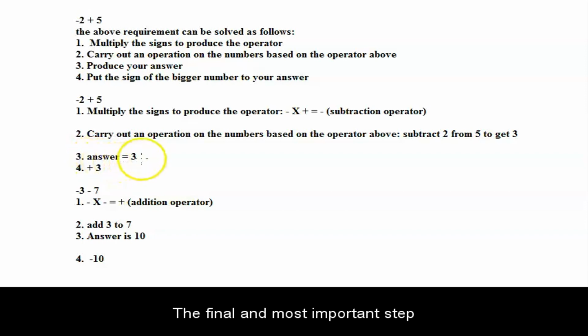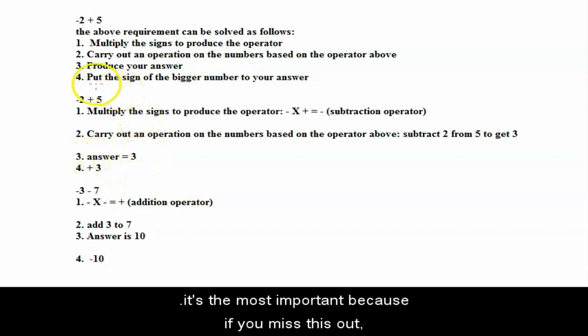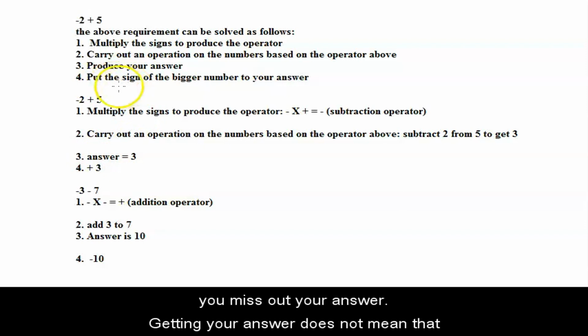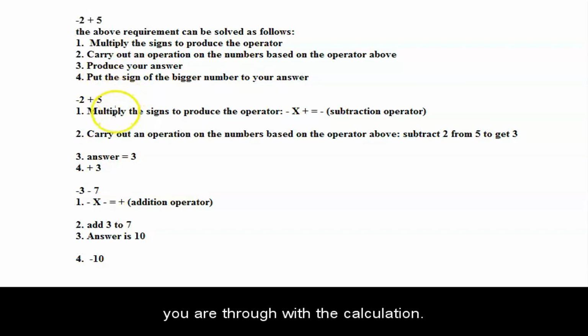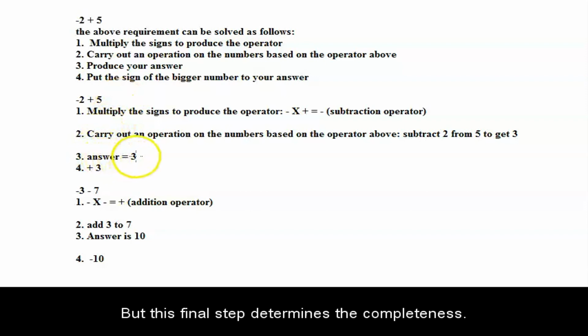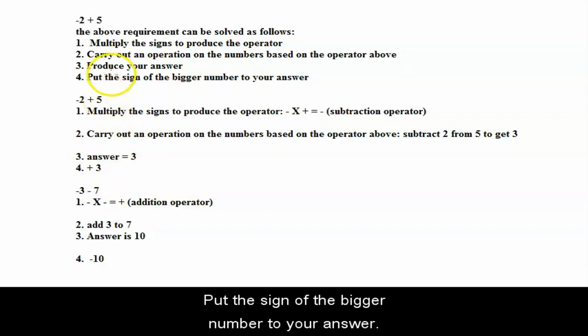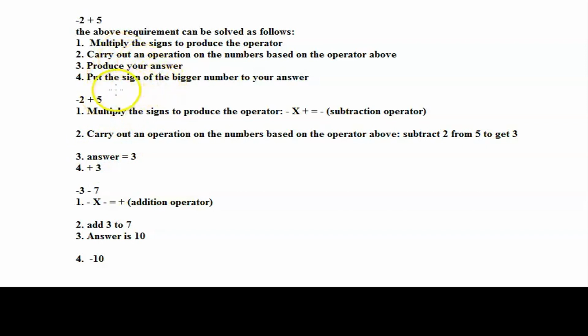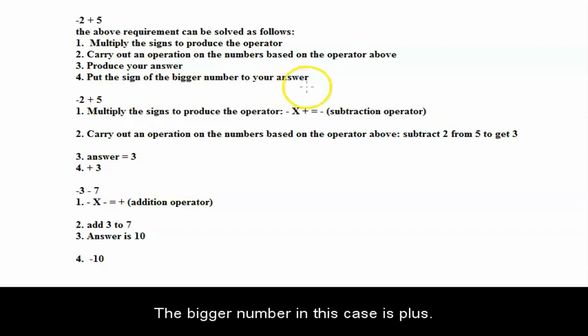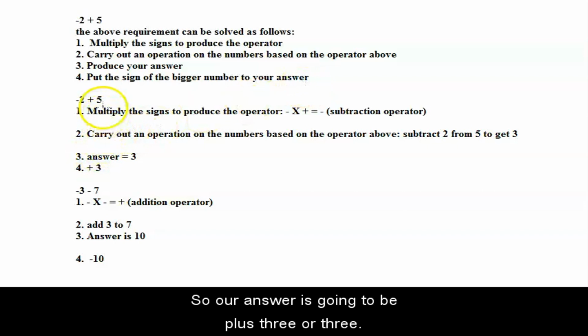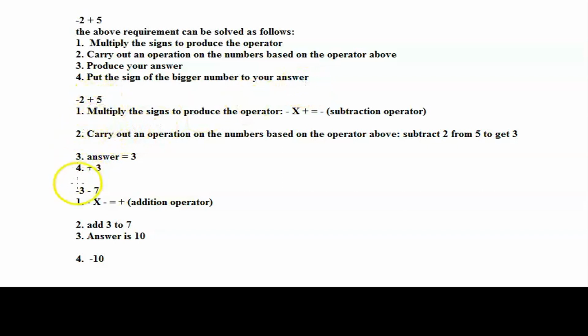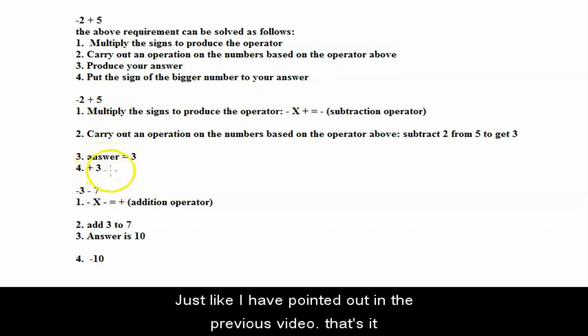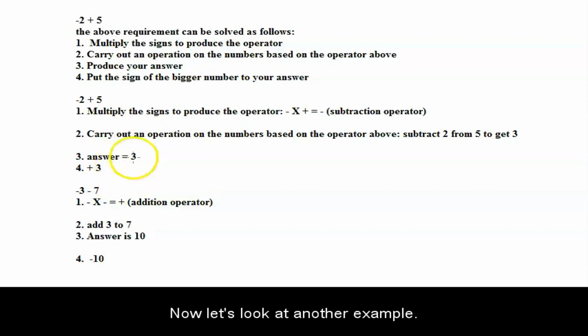So the final step is the most important, because if you miss this out, you miss out your answer. Getting your answer does not mean that you are through with the calculation, but this final step determines the completeness. Put the sign of the bigger number to your answer. The bigger number in this case is plus, so our answer is going to be plus 3 or 3, just like I have pointed out in the previous video. That's it. Now let's look at another example.